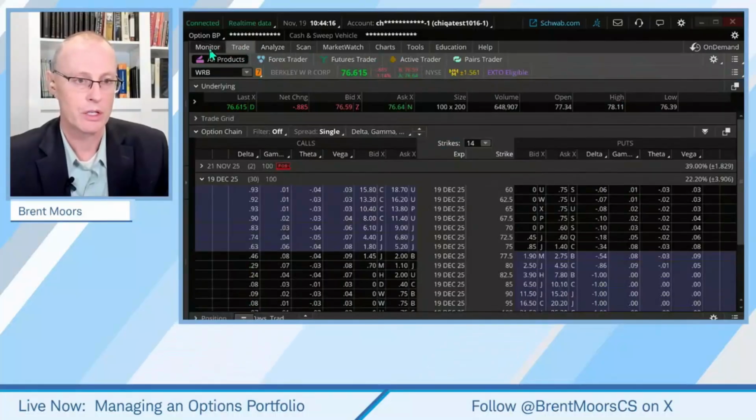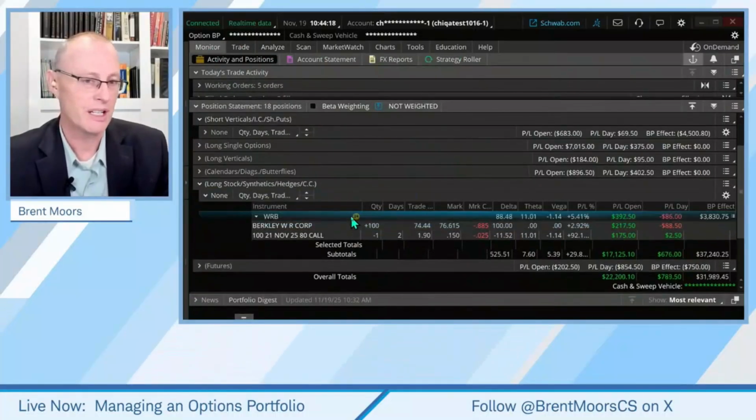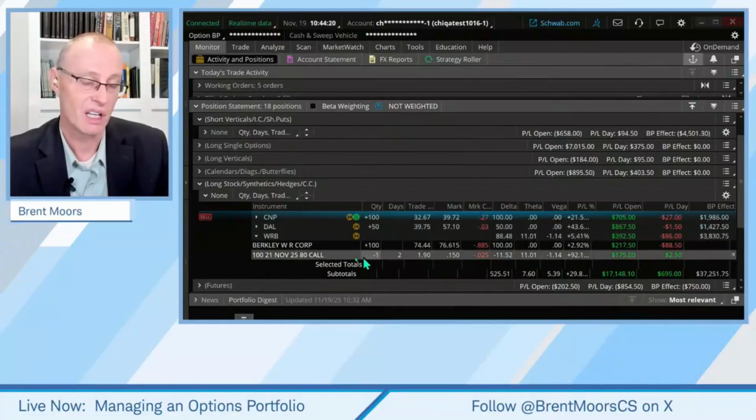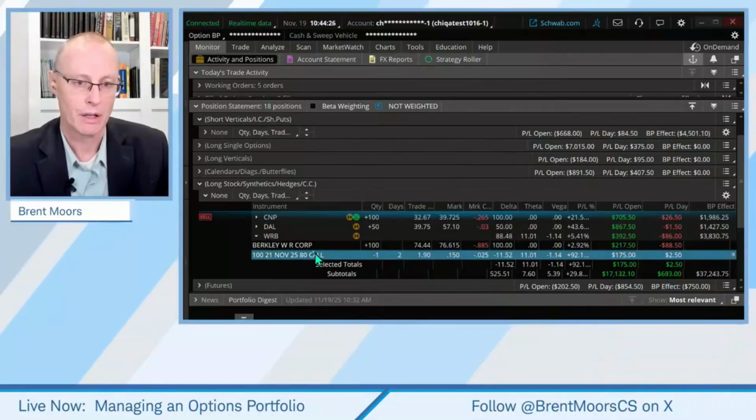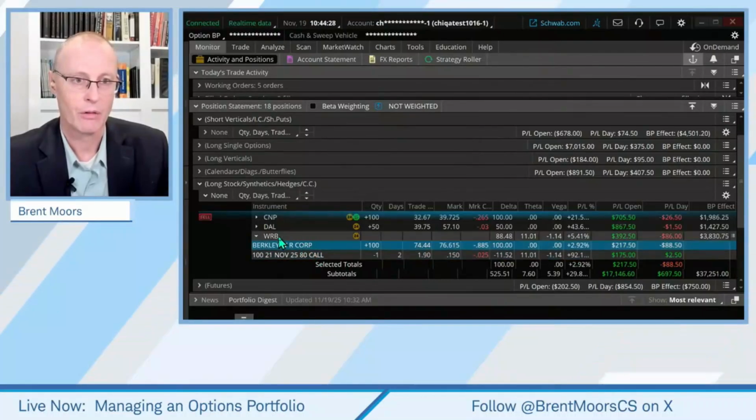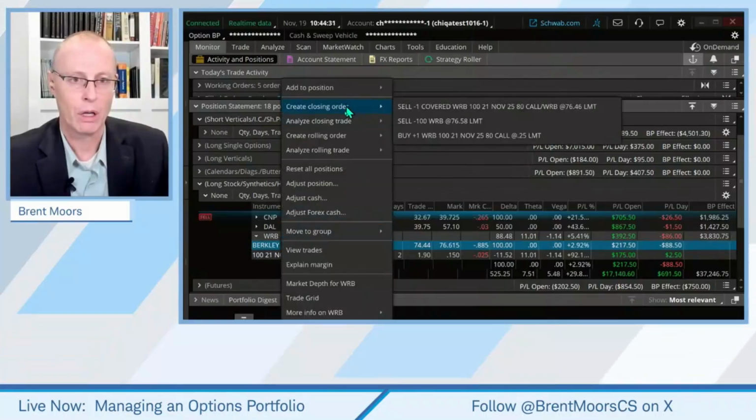So here's what I'm going to do to roll. Remember, rolling doesn't save you commissions. It doesn't. We're getting out of this trade. We're doing a new trade. We're just doing a one order ticket. I'm going to right click on it. Will it let me? Right click, create rolling order.